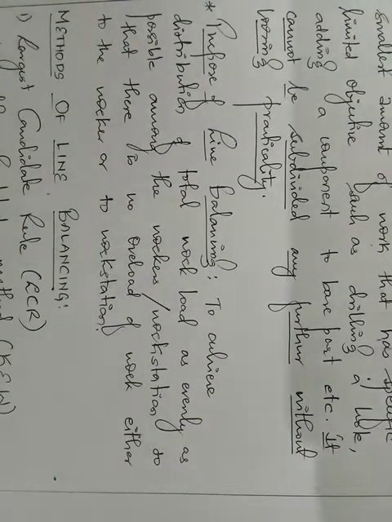Next comes the purpose of line balancing. Right, so the purpose of line balancing is to achieve distribution of total workload as evenly as possible among the workers or the workstations, so that neither workers nor workstations are overloaded. That is the main aim, or you can call it the main objective or main purpose of line balancing. There are various methods which help us to achieve this, so we will be studying each of these methods one by one.